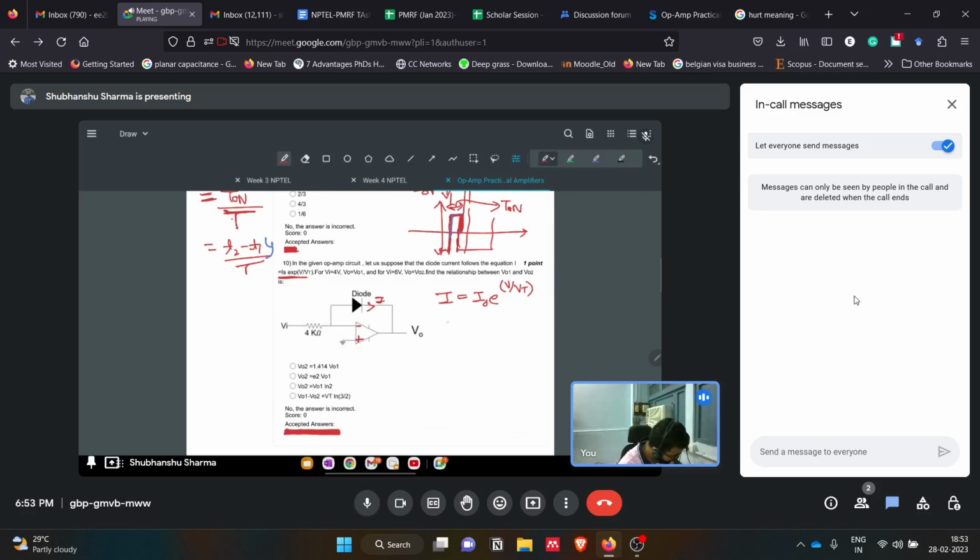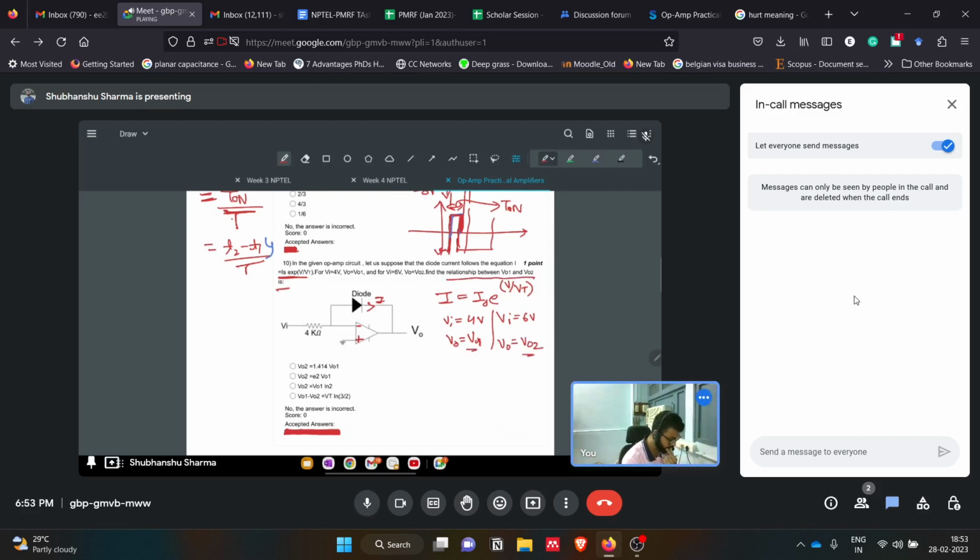And they have given Vi equals 4 volts, for which the output is V naught 1. For Vi equals 6 volts, the output is V naught 2. So we have to find the relationship between V naught 1 and V naught 2.